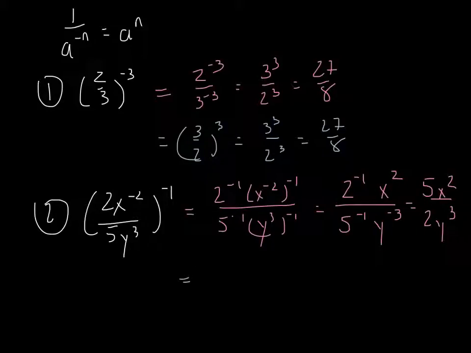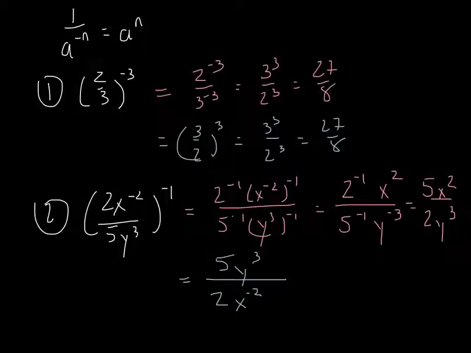Another way to do it is to just deal with the negative to start with, the negative exponent. So a negative 1 exponent means flip the fraction. So we have 5y cubed on top, and I get 2x squared, x to the negative 2 on bottom.